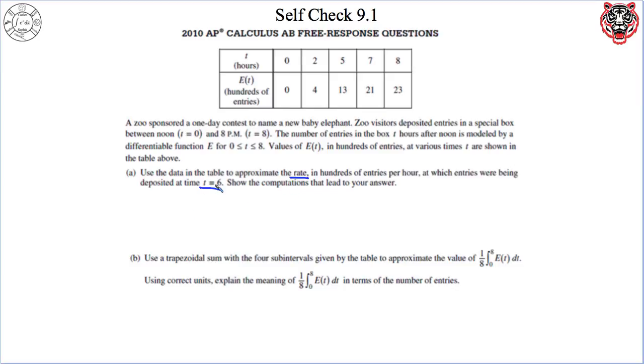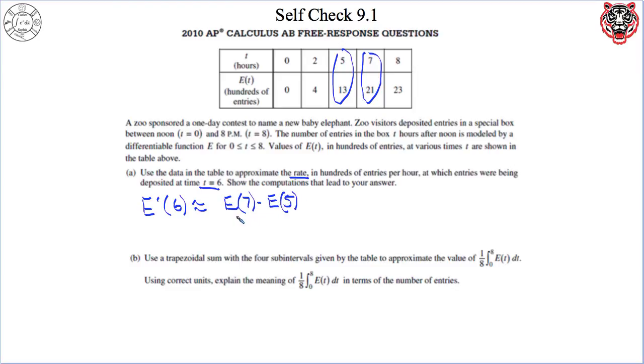Okay, so the rate means, if this is hundreds of entries, then the rate is really the derivative. So it's E prime of t. It's not E prime of t because we're actually taking time equals 6, so it's E prime of 6. So E prime of 6 is going to be approximately equal to, well, we don't have a 6, so we have to approximate using these two values. So I'm using these two entries to approximate. So it's really going to be E of 7 minus E of 5.